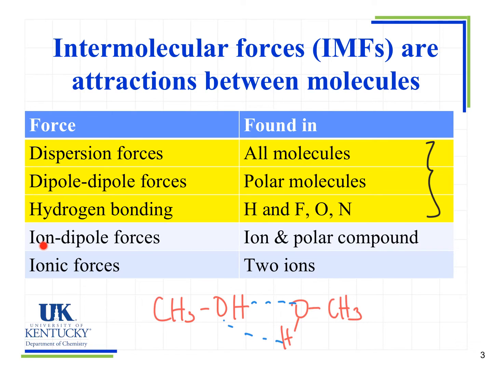If we have an ion-dipole force, that means we have to have an ion, so something with a charge, like say sodium. And we have to have a dipole, so we have to have a polar molecule. So if we had something like sodium ion in water, we would have an attraction between the sodium ion and the polar water molecule. For ionic forces, we have to have two ions. So if we have Na plus and Cl minus, we have an attractive force between them, and this is often called an ionic bond.